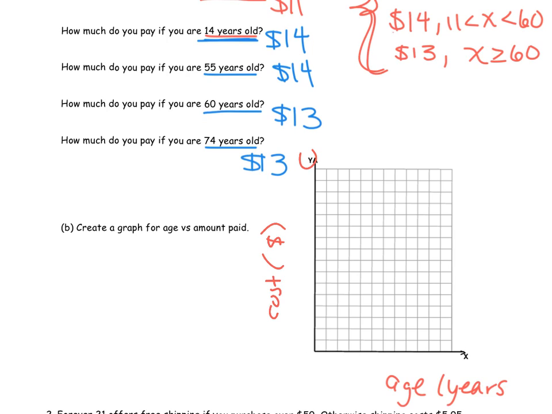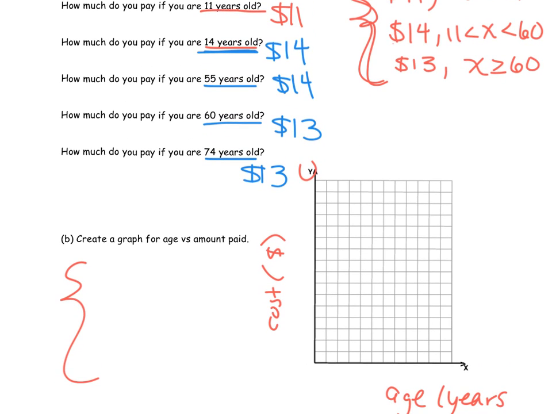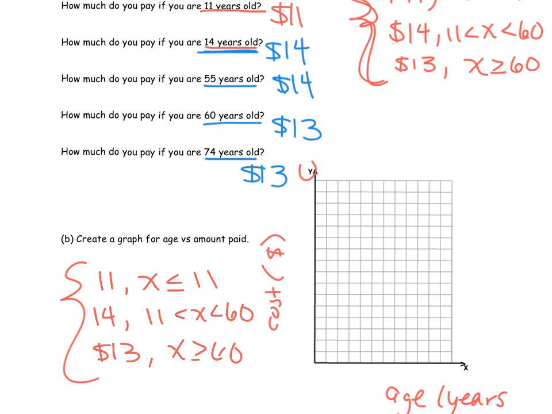First things first, I'm going to recreate my piecewise function here just so I know what I'm referring to. So we have 11 if x is less than or equal to 11. You're at $14 if x is between 11 and 60, and then we have that $13 if x is greater than or equal to 60. Okay, so now we can actually start to graph this.